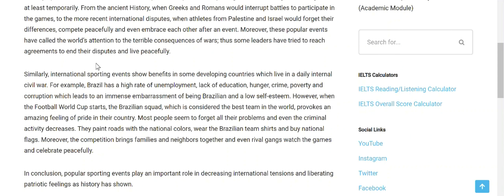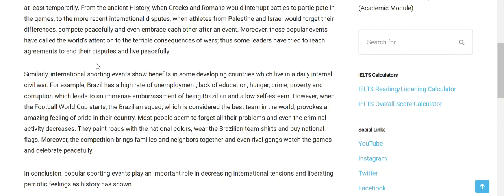میگه حالا مثلا برزیل این مشکلاتو داره که شما رو از اینکه برزیلی بودی embarrass میکنه، خجالت زده میکنه و low self-esteem احساس نفس میکنه. However, when the football World Cup starts, the Brazilian squad, which is considered the best team in the world, provokes an amazing feeling of pride in their country. زمانی که بحث فوتبال پیش میاد دفعه همشون به خودشون مغرور میشن، چرا که بهترین تیمن.